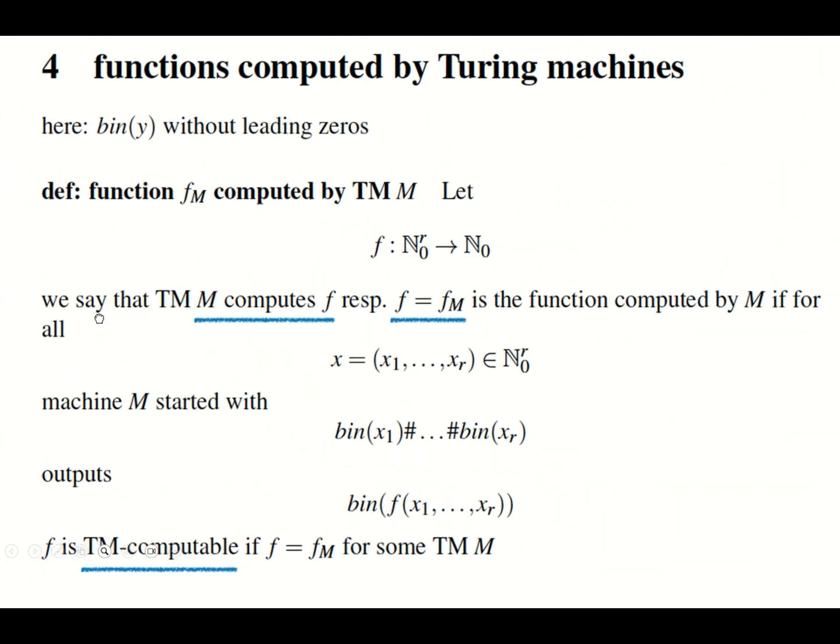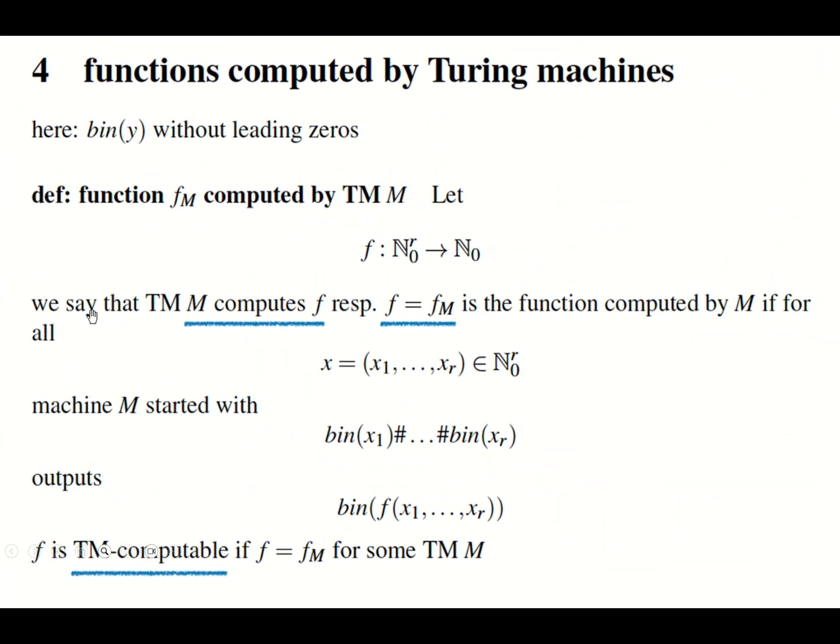So now we continue with the following definition, the central one, at least for today and the next lectures: what do we mean when a function is computed by a Turing machine? So the definition is straightforward. Always here, by the way, and before also, bin y means, so y is a natural number, bin y is the binary representation of a natural number y. So it's zeros and ones, basically.